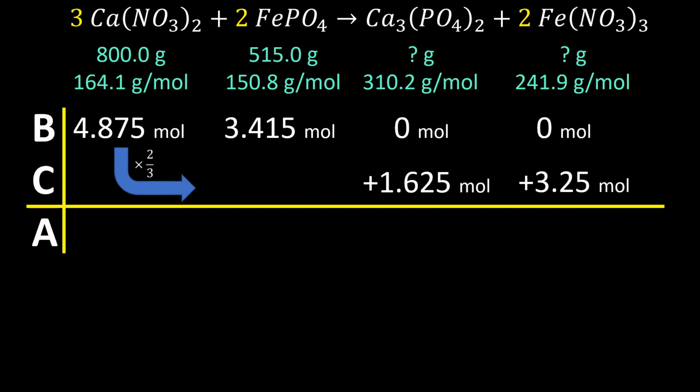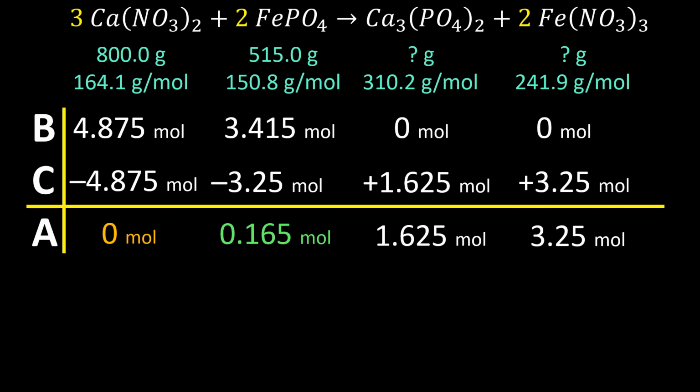Then I'm going to do this for the other reactant. How much of the other reactant is necessary? Well, in the balanced chemical equation, these are in a 2 to 3 ratio. So I'm going to multiply by 2 over 3 to get that I'm going to consume, now there's a negative sign in front of this, I'm going to consume 3.25 moles of the iron phosphate. You can see that I'm not consuming all of it because this iron phosphate was the one that we determined is going to be in excess. And then finally, I'm going to consume all of my calcium nitrate, and that's going to leave me with 0 moles of calcium nitrate left over. So I do the arithmetic on all of these right here, and I can see how much I have at the end of the reaction after the reaction is over with.